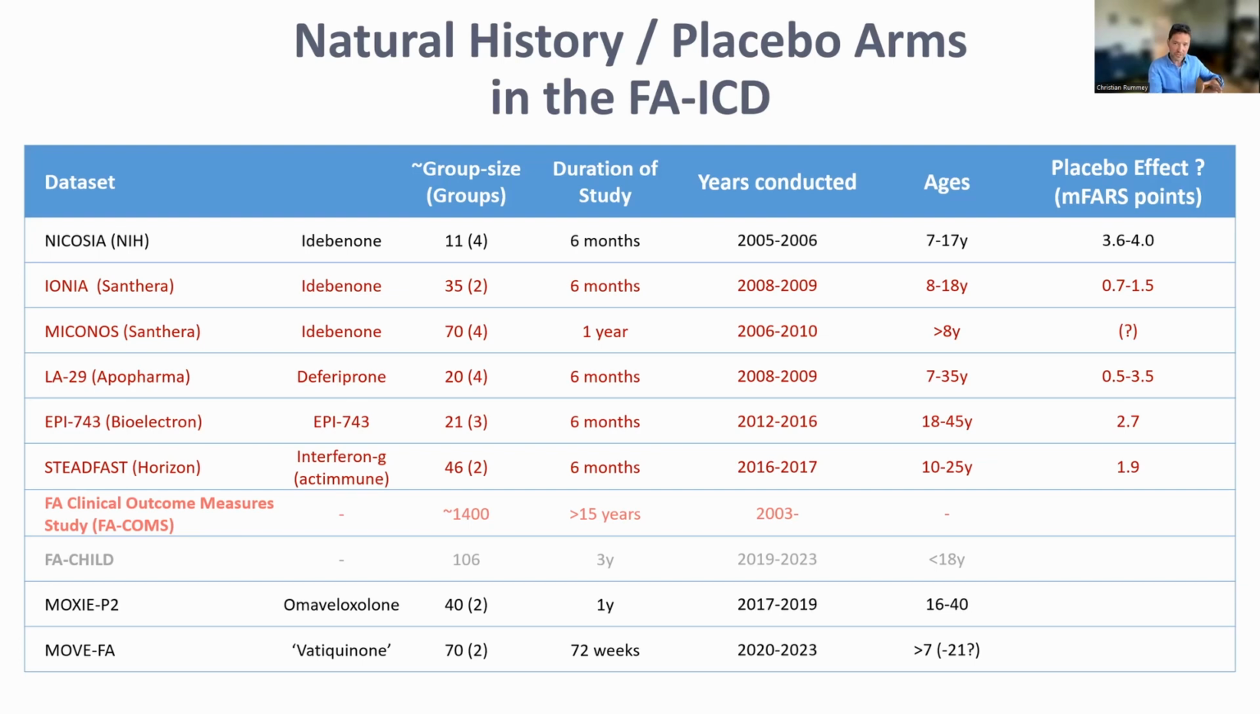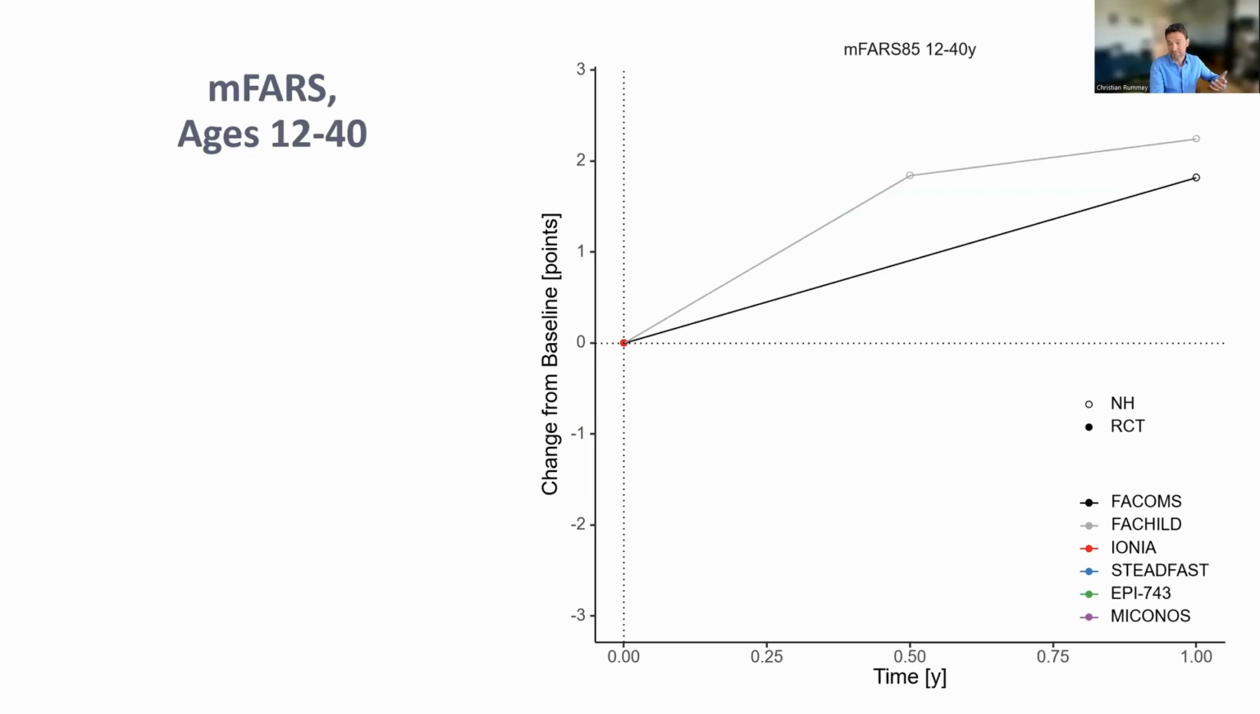I made a few restrictions because it's necessary to get a good comparison. And I can explain those in detail, but for this talk, I've restricted myself to ages 12 to 40, and I looked at this mFARS 85 just to be able to compare more studies than just a few that actually used the total mFARS. And what you see here is the 2 natural history studies. So FACOMS declines about 1.5 points, and FA child, which is a more severe population, declines a bit more. Makes completely sense.